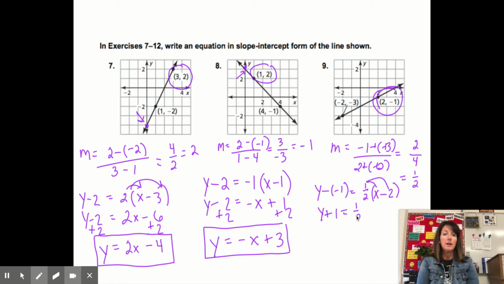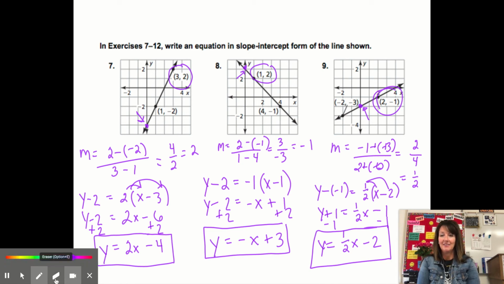So I'll have 1/2 x, and then -2 times 1/2 will be a -1. Then I will subtract 1. So I'll get y is equal to 1/2 x minus 2. And again, I want to double check, am I crossing the y-axis at -2? Yes, I am. And I have a slope of a positive 1/2. Okay, again, if you have any questions, make sure to write those down.